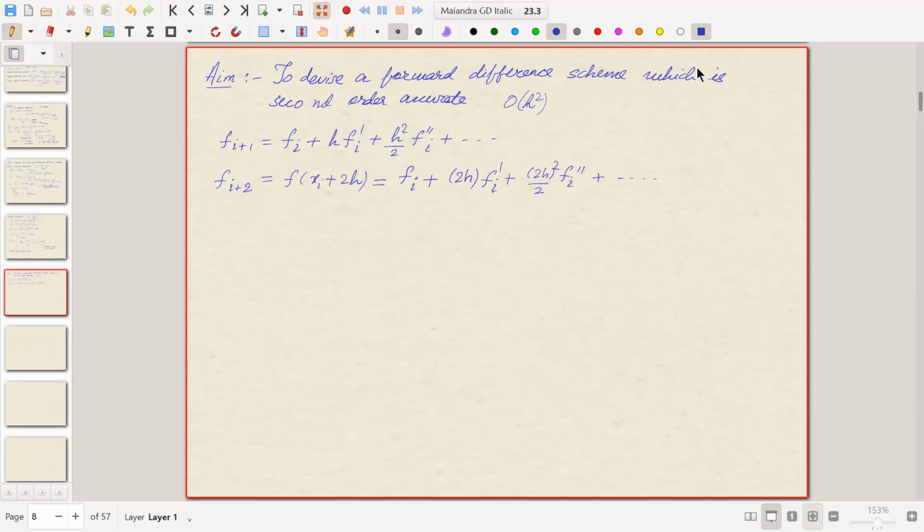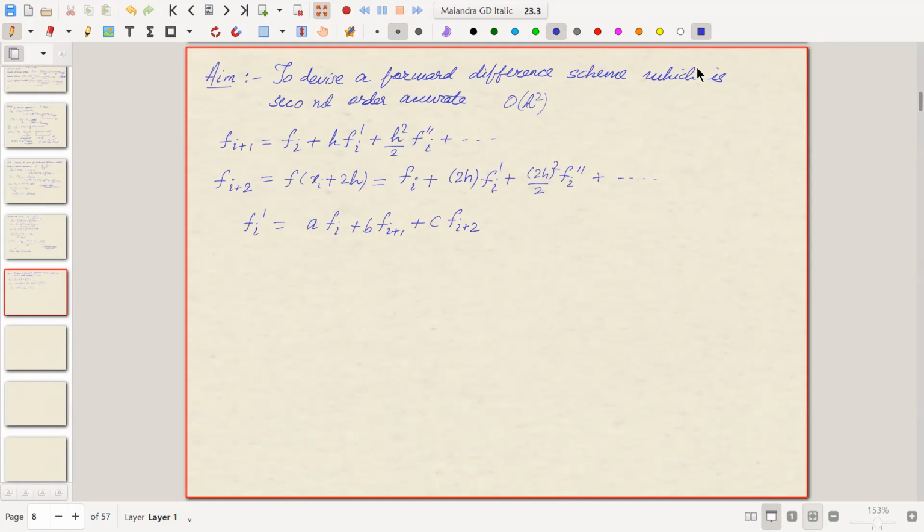So this method might seem non-trivial, but I'll try to make it as simple as possible. Our aim, as I told you in the above step, is to find f i prime as a forward difference scheme. That means it will be written only in terms of the forward points. There will be some constant a with f i, some b with f i plus 1 because it's a forward method, and also some c with f i plus 2.